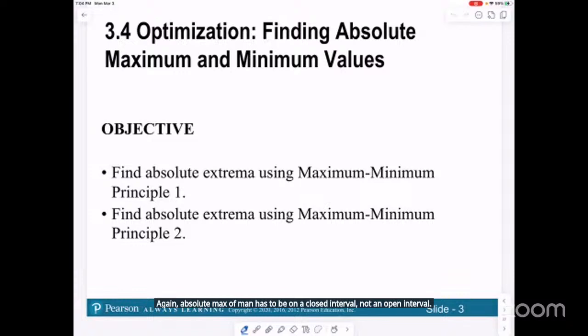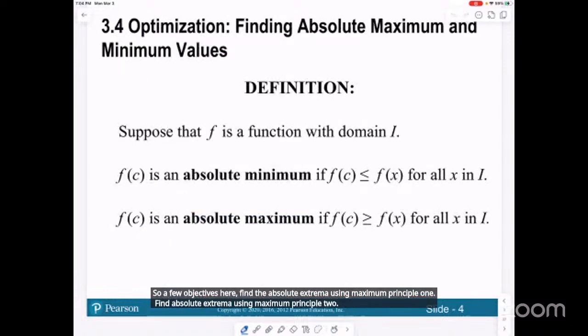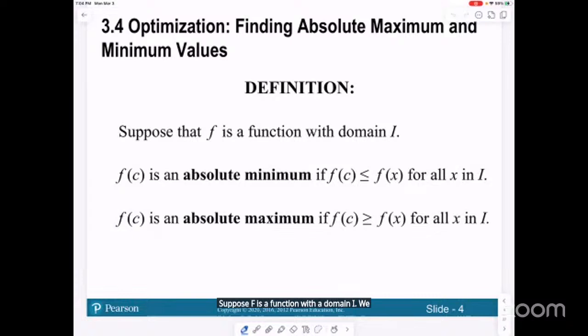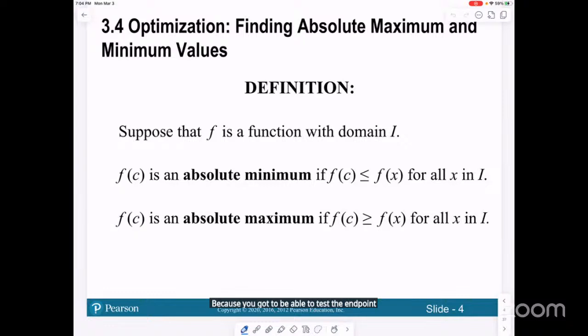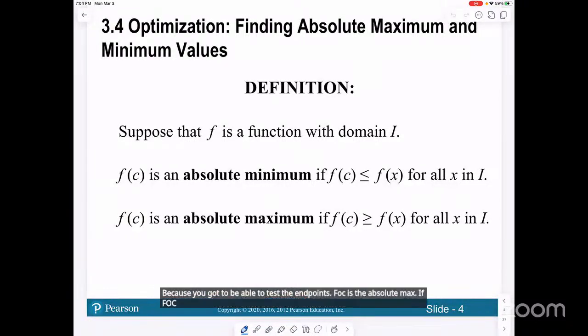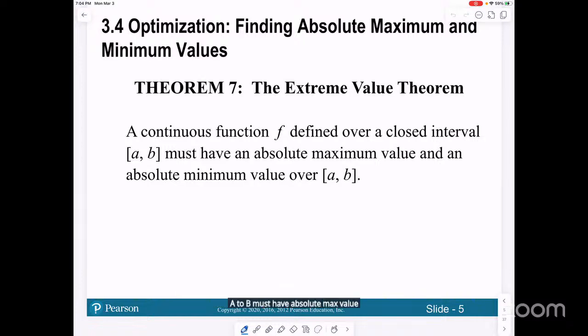So a few objectives here: find the absolute extrema using max and min principle 1, and find absolute extrema using max and min principle 2. Suppose f is a function with a domain I. We say f of c is an absolute min if f of c is less than or equal to f of x for all x on the interval I. It should say that I is a closed interval, because you have to be able to test the endpoints. f of c is an absolute max if f of c is larger than all other y values for all x in that interval. The extreme value theorem: a continuous function f defined over a closed interval a to b must have an absolute max value and an absolute min value over that closed interval.